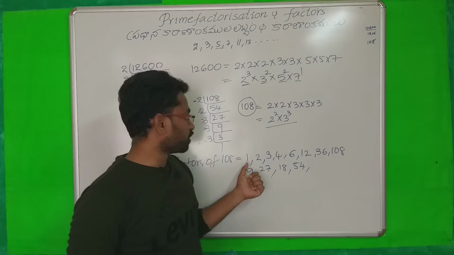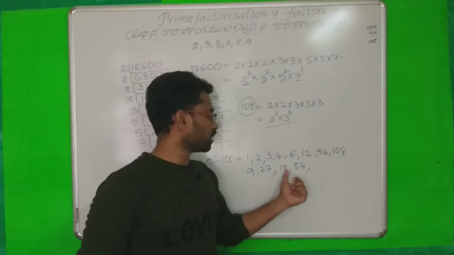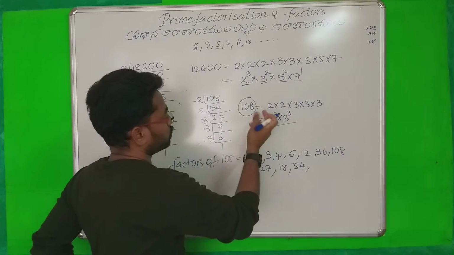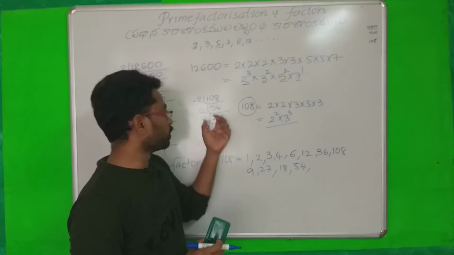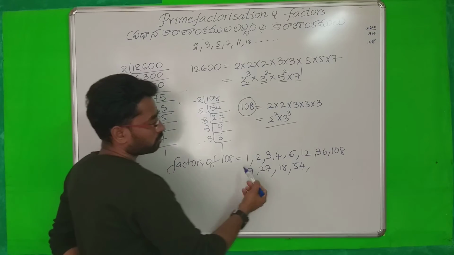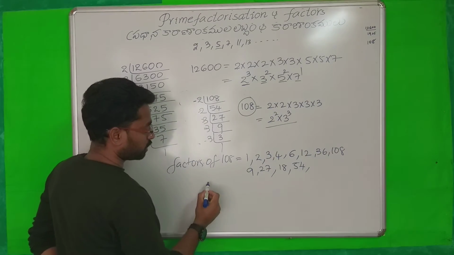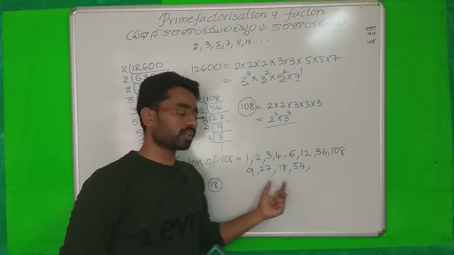And now I'm checking how many factors: 1, 2, 3, 4, 5, 6, 7, 8, 9, 10, 11, 12. So 12 factors I am getting. Like that you can write the factors by using the prime factorization process. And now, how many factors are there? Without writing these factors, we can say the count.